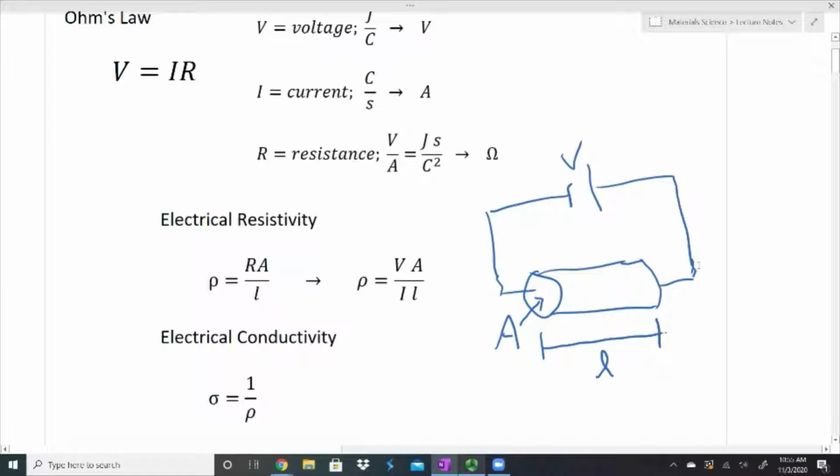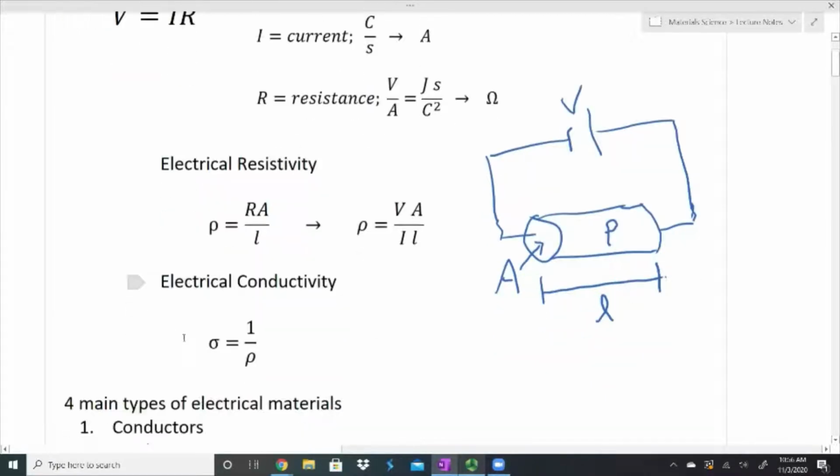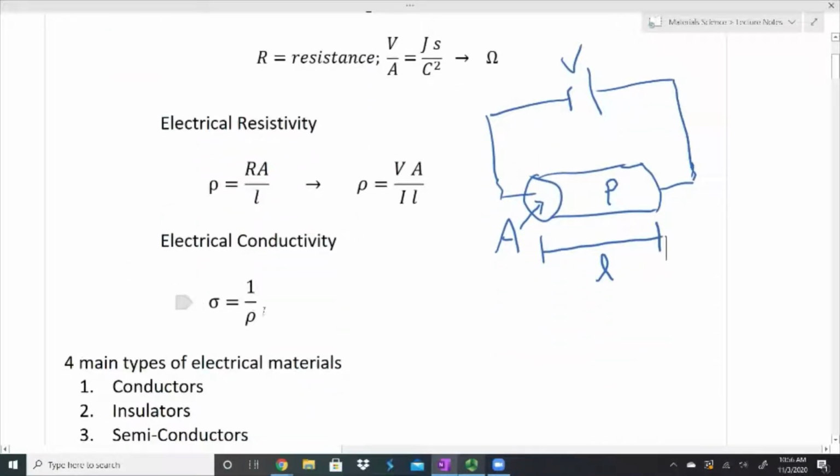We could rearrange that a little bit, but what that really shows is that I have R, which is our resistance, which doesn't seem to be material dependent, but it actually is. And it's material dependent not only because of the dimensions, but because of our resistivity. Resistivity is going to be a material property of whatever our wire is made of. Electrical conductivity is basically the exact same thing, but it's just the inverse. So electrical conductivity is the inverse of the resistivity.